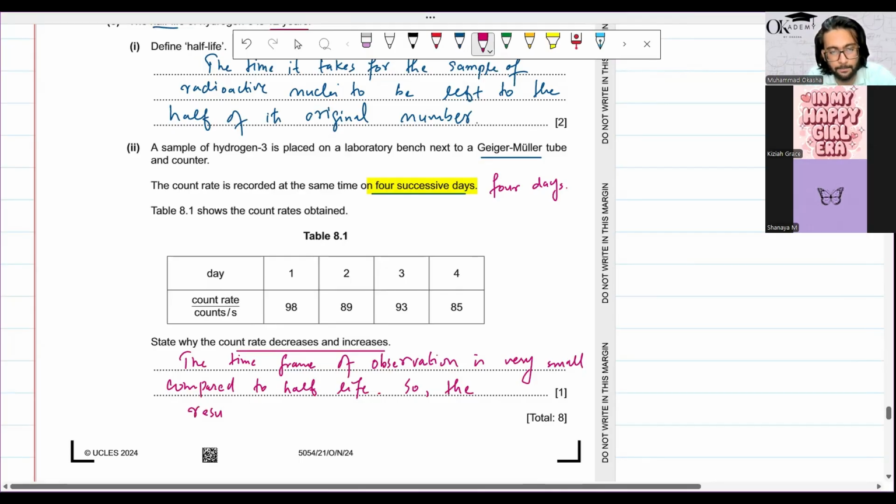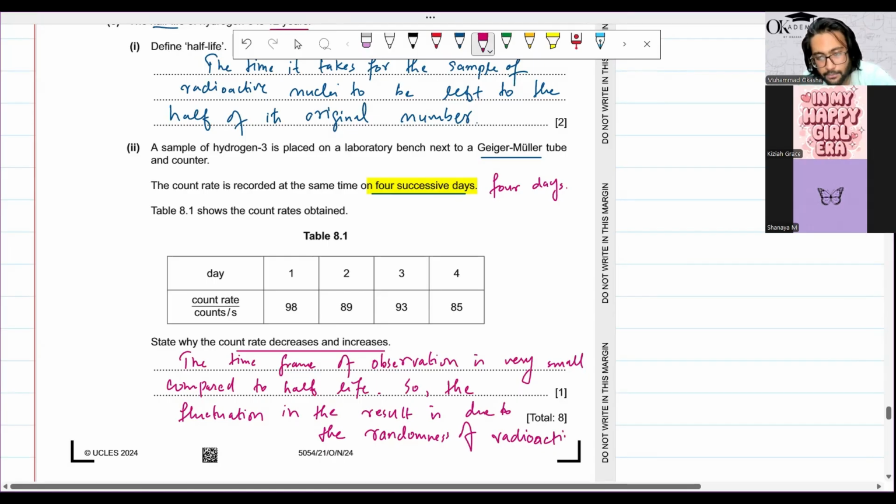So the fluctuation in the result is due to the randomness of radioactivity. Radioactivity is a very random process. And we saw that in the properties of the radioactive process: it is spontaneous and very, very random.